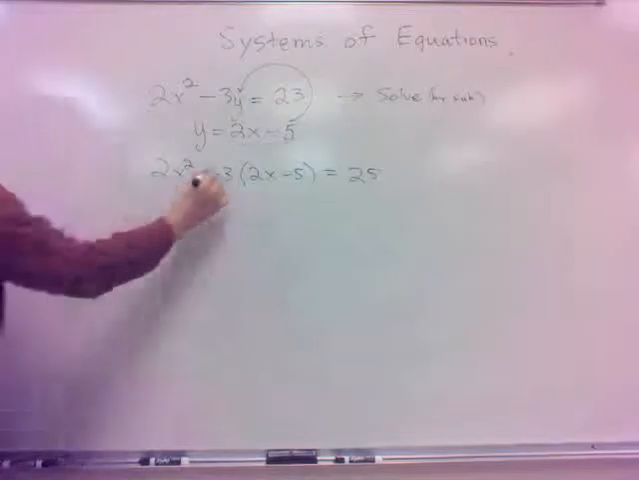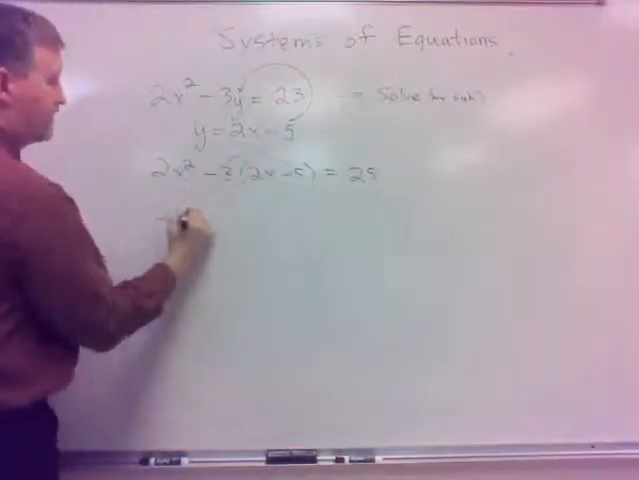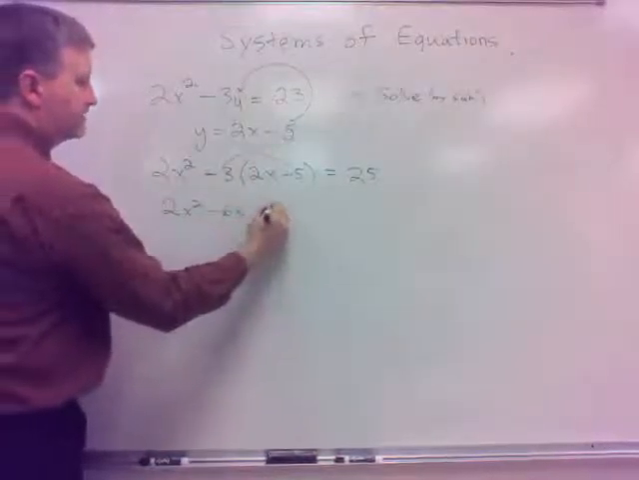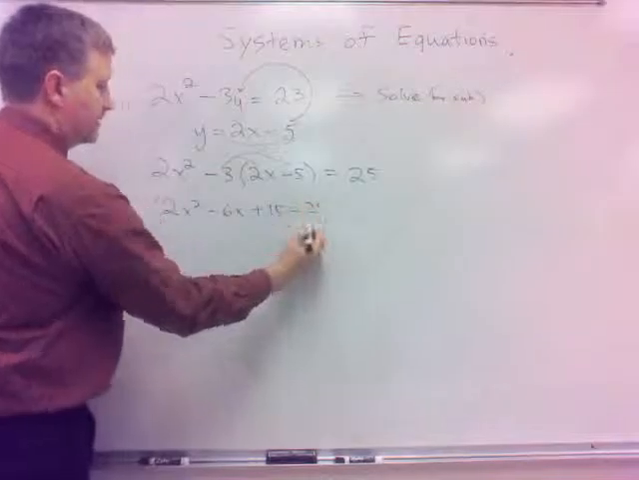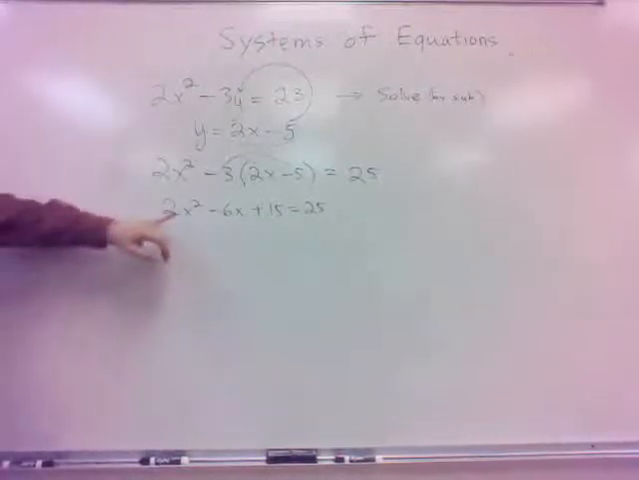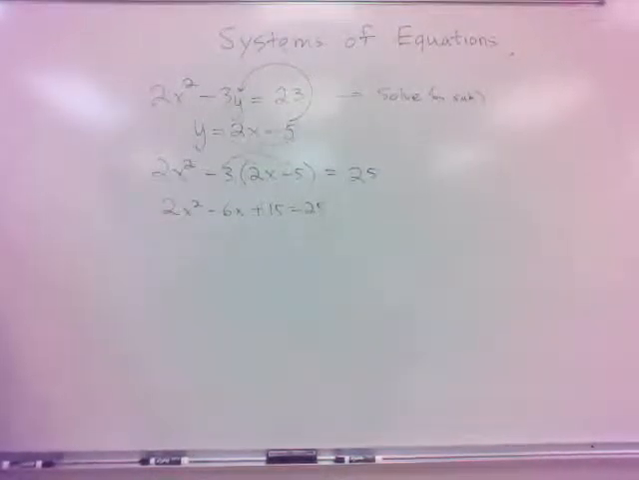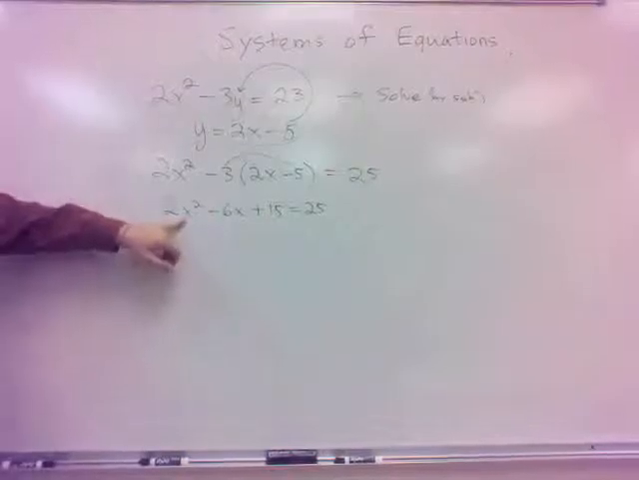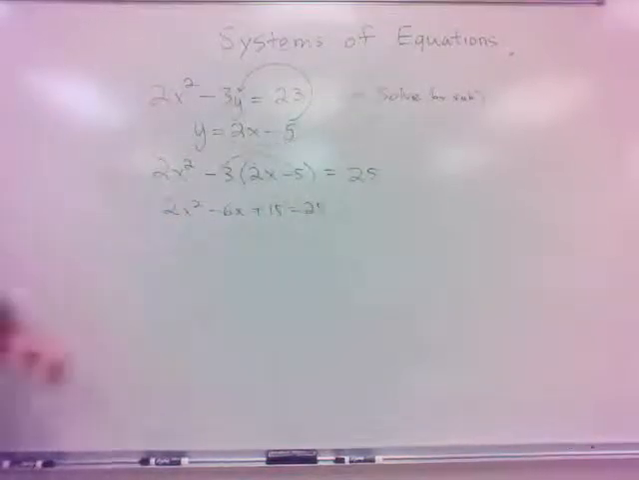Distribute the negative 3. So we have 2x squared minus 6x plus 15 equals 25. Okay. Now what? It's a little different type of equation, isn't it? The others we just solve for x and get x on the side by itself. However, that's not going to be the same here. How do I have to solve this one? Need one side to be 0. Since I have an x squared equation like this, it looks like a factoring problem, isn't it?